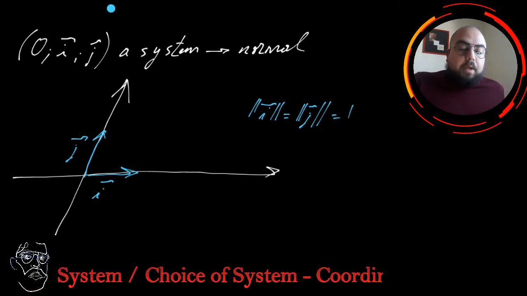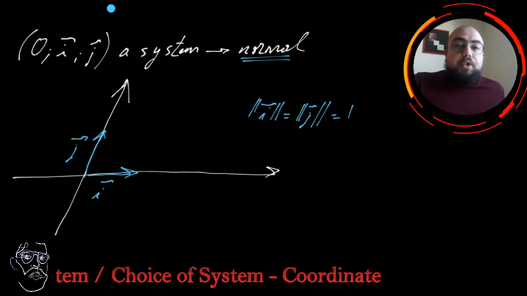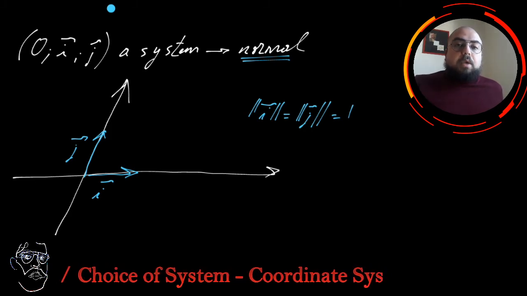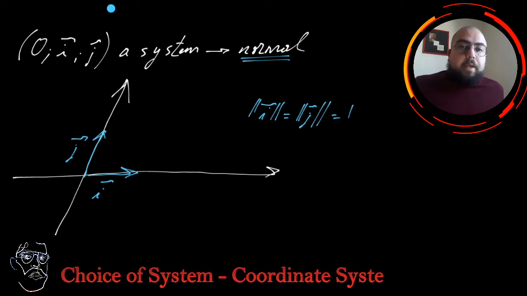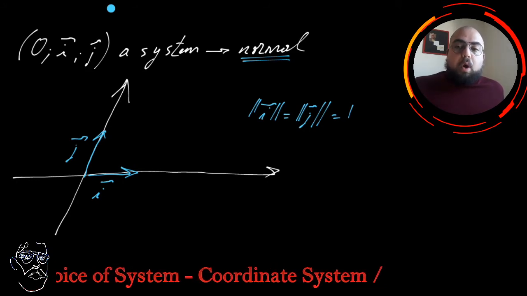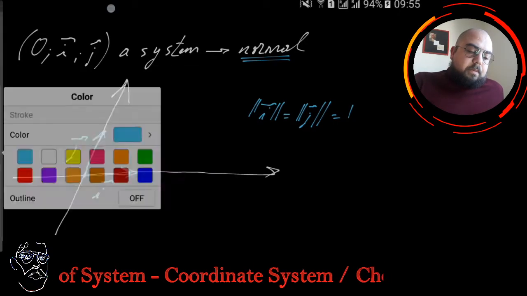So in the normal system, it's not important to have I and j perpendicular or orthogonal. You simply have to check the unit of I and j. They both have to be of 1 unit. The norm should be 1. What is an orthogonal system?